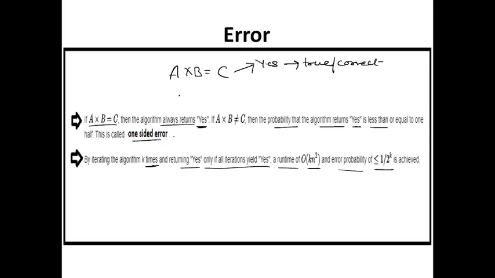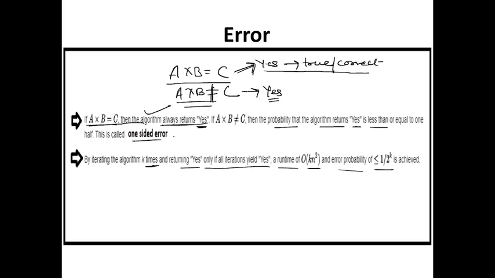That will be achieved. That means when A cross B equals C and the algorithm says yes, then the algorithm is correct. That is not an issue. But when A cross B is not equal to C, what is the probability that the algorithm results in yes? That probability is very less.